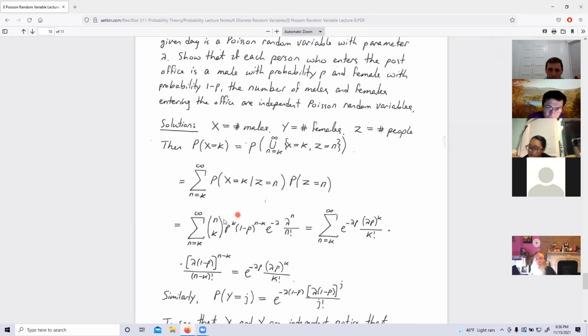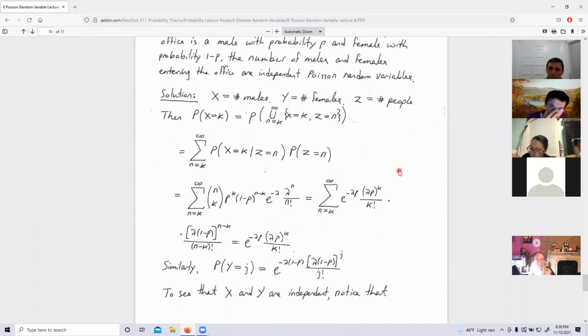Given that I have n people, the probability that k of them are males is n choose k, p to the k, 1 minus p to the n minus k. Each of them is a male with this probability, so that I have k males. And the probability I have so many people is e to the minus lambda, lambda to the n over n factorial. Agreed? Now, what do I get from the summation? Look at this carefully.